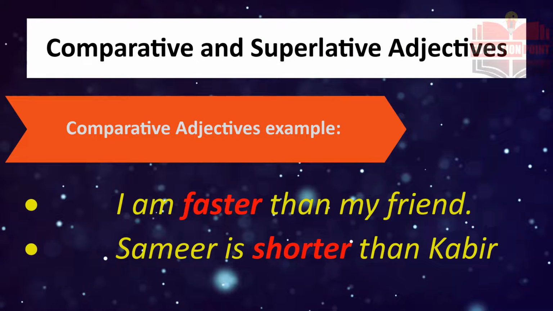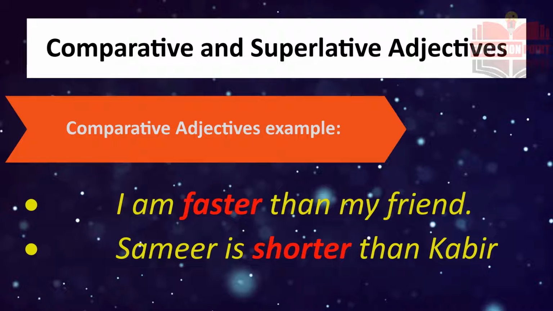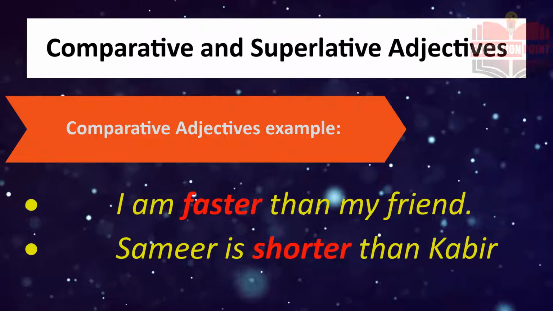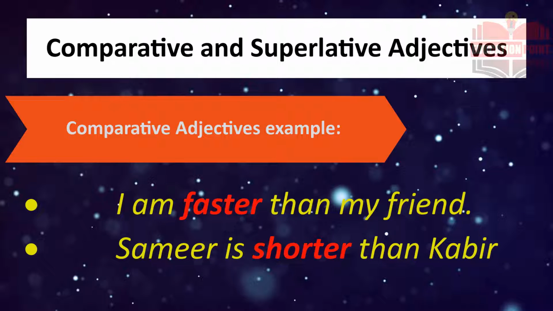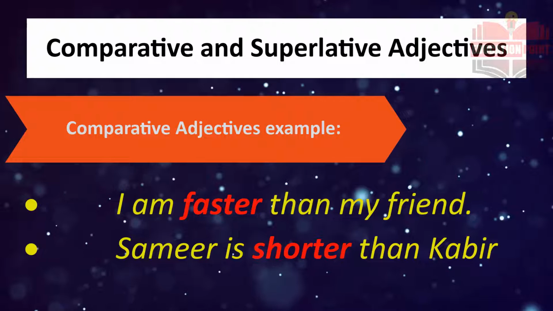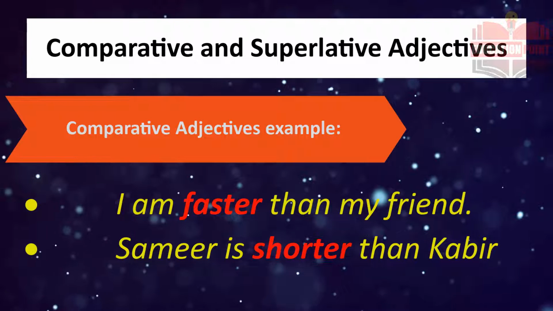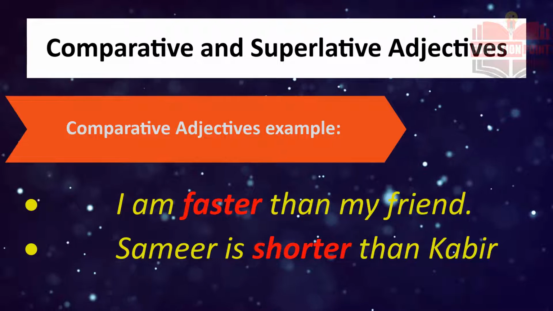So when we use it as comparative adjectives, we say, I am faster than my friend. So here I am comparing my pace with my friend and I'm saying that I am faster than my friend. And that is why we have used an ER with the adjective fast. Similarly, Samir is shorter than Kabir.